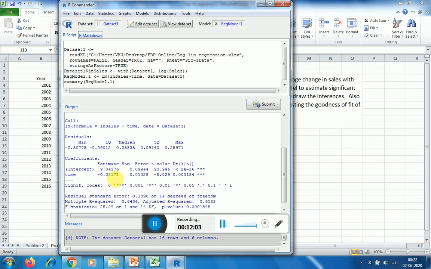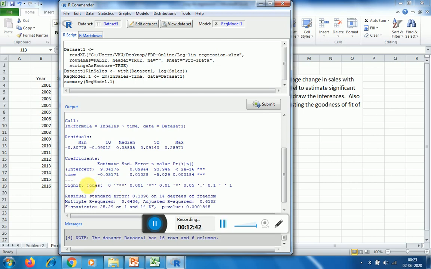Now how we can interpret this model? So we can say that 1 unit change in time, that is if the time period increases by 1, then the sales value decreases by 5.171%, because here we multiply this coefficient by 100 whenever we are interpreting about the relative change in the value of sales, because we are interpreting the sales in terms of percentages because of the logarithmic sales value.